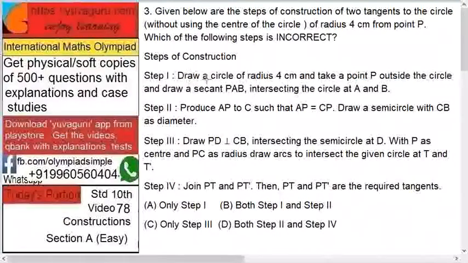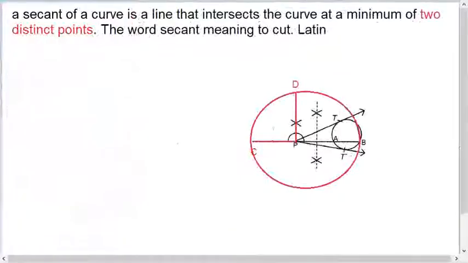So let's start. Draw a circle of radius 4 and take a point P outside the circle and draw a secant PAB intersecting the circle at A and B. Now, what is a secant? Secant of a curve is a line that intersects the curve at minimum two distinct points.